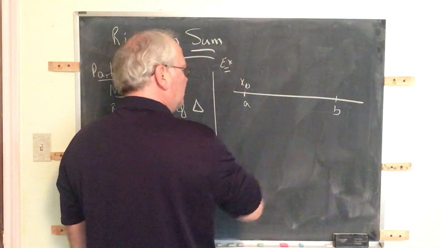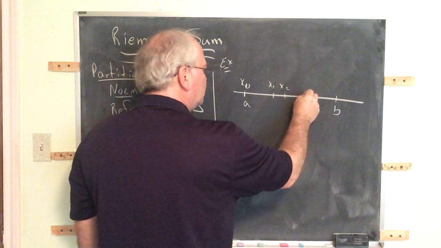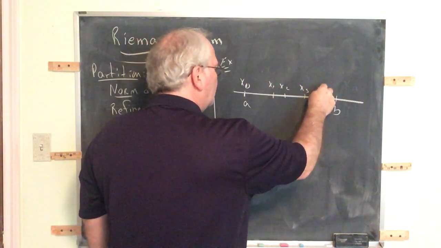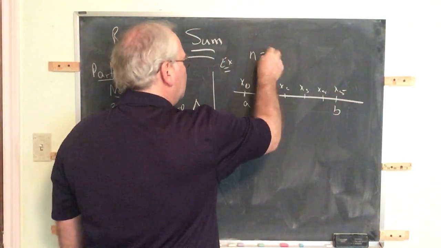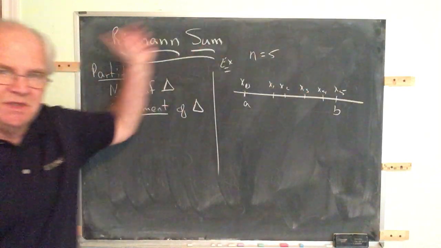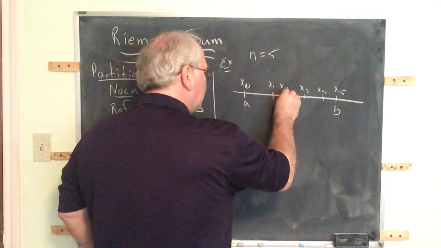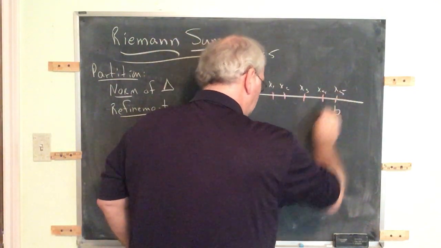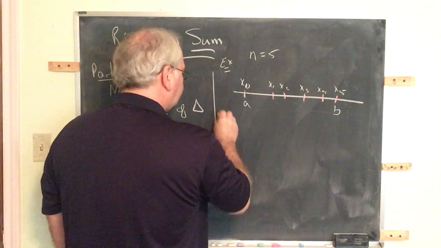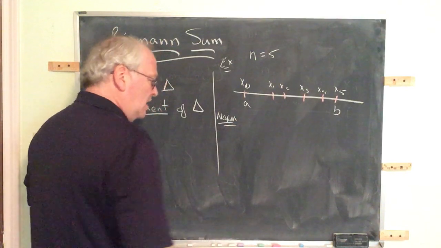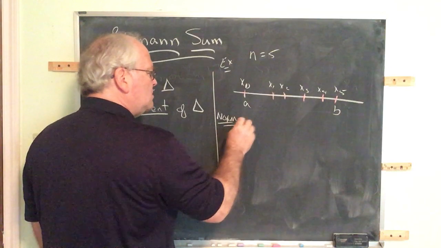Suppose this is x0, suppose this is x1, this is x2, x3, x4, and x5. So in my case, n is equal to 5. And so those are just the points I've selected. Let me draw these in color, maybe they'll show up a little bit better. So that's my partition of my interval. The norm. Well, look at the subintervals I have created.